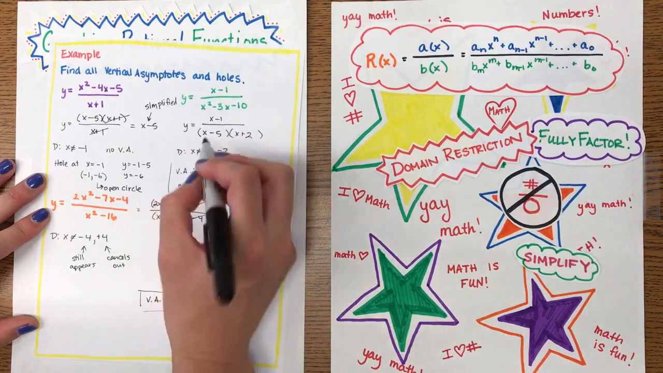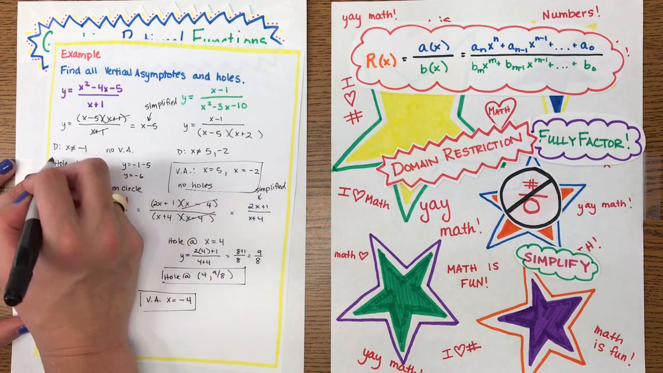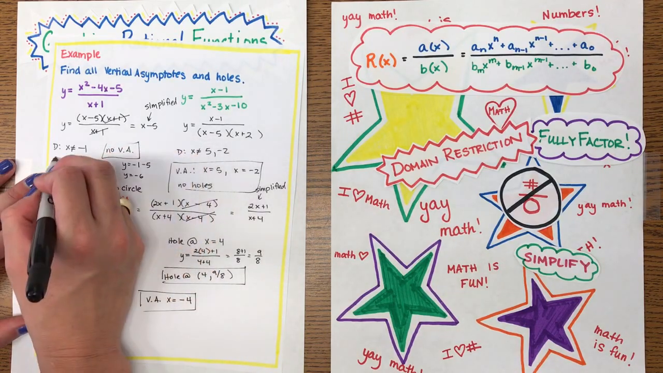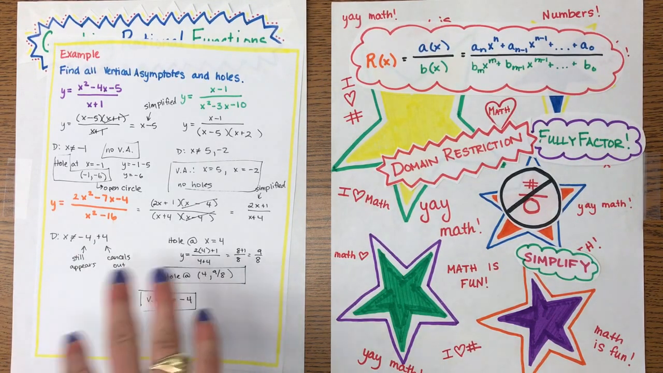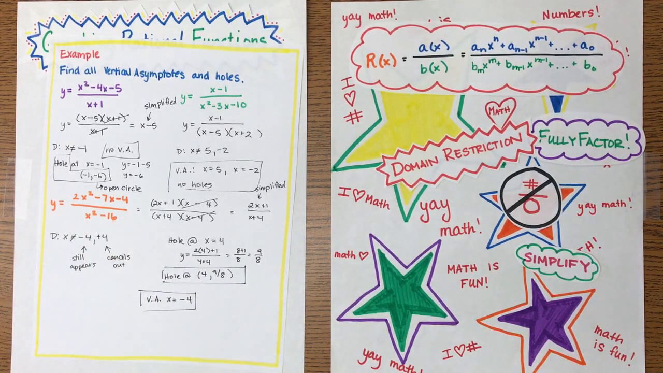Problems can have vertical asymptotes and holes. They can have multiple holes. They can have multiple vertical asymptotes. Any combination of those can exist. We just need to check for domain restrictions and then see which ones cancel out and which ones stick around. In our next video, we'll be talking about horizontal and slant asymptotes.